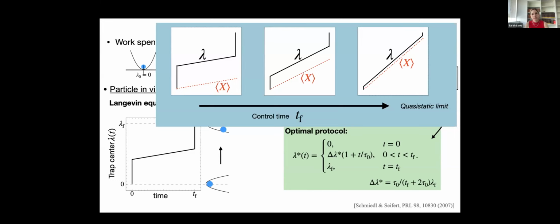And I think this already gives us an insight why we want to do this first jump. Namely, by doing the first jump, we quench the system immediately into a situation where we are in a non-equilibrium steady state. So the distance between trap and mean particle position is constant over time. And that's the most energy efficient way of moving through the fluid.